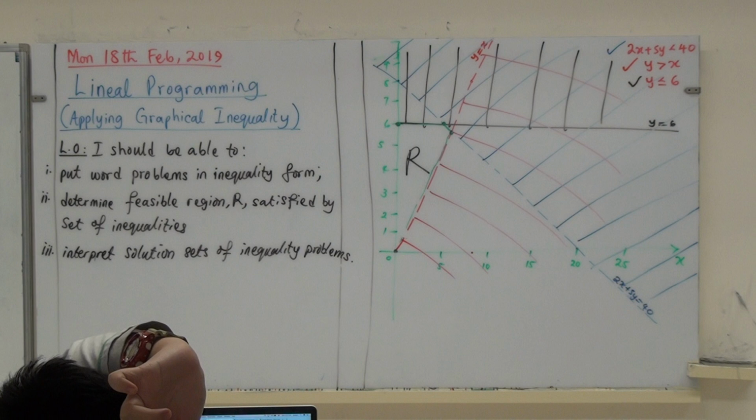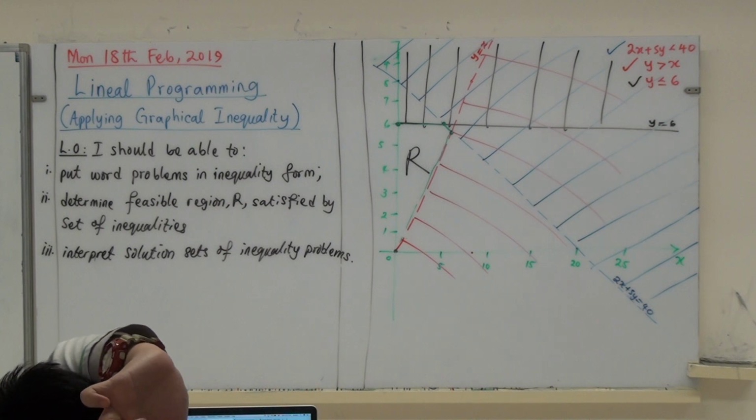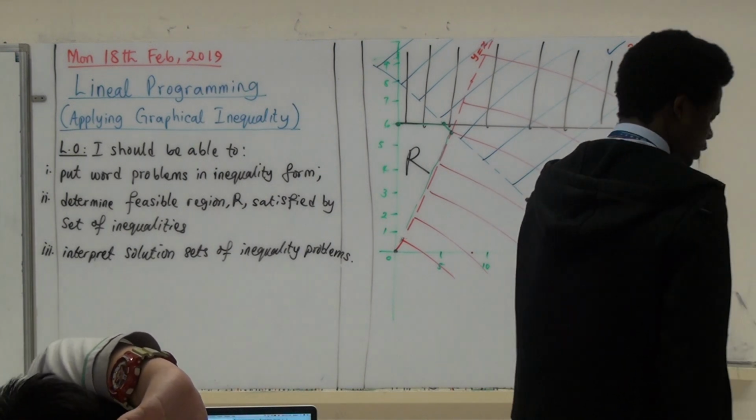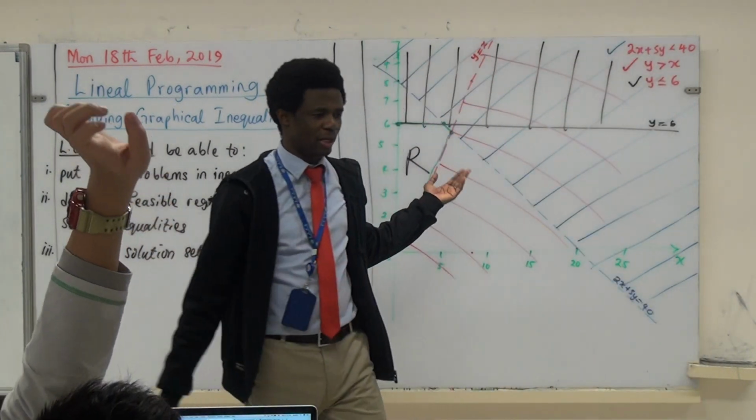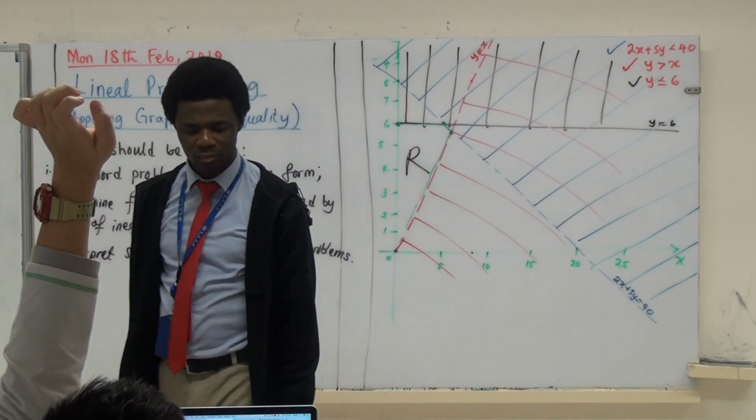Question? You only shade on one tab. You leave the one tab blank. You don't have to. You can write R in there. You don't have to.